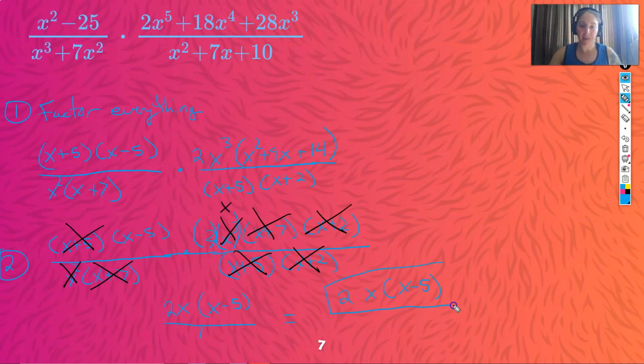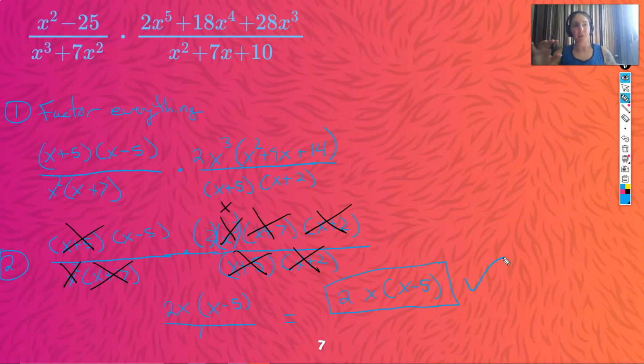We don't need the 1 in the denominator. Anything divided by 1 is itself, right? So 2x times x minus 5 divided by 1 is still 2x times x minus 5. And this guy is done. Sweet.